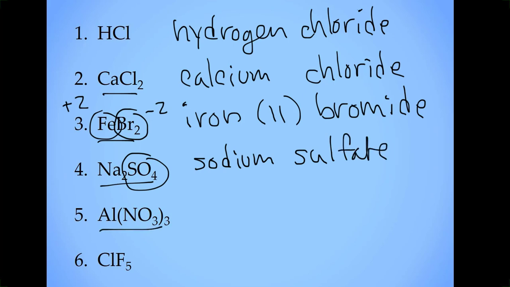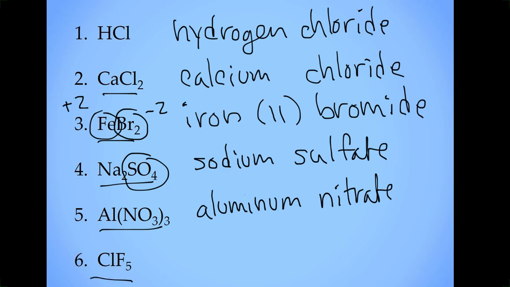Is there a metal? Yes, so just write the metal. And aluminum always has a +3, so I don't have to tell people. And see all those parentheses? That means it's a polyatomic ion. So I just write the name of the polyatomic ion, and I'm done. Aluminum nitrate.